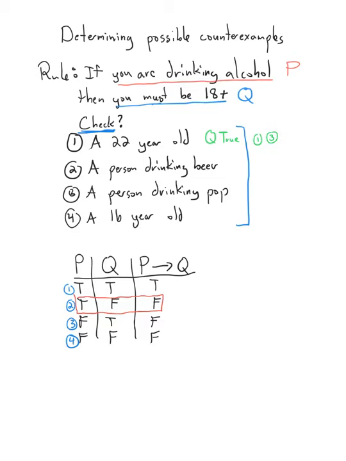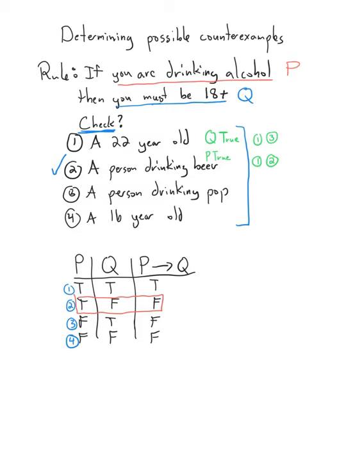What about a person drinking beer? Well, a person drinking beer, that means that the if part is true. So the if part is true in rows 1 and 2. So this person would either be in row 1 or row 2. Well, there's a possibility they could be in row 2, where they're drinking alcohol, but not 18 or over. So the if part would be true, and the then part would be false. They could be a counterexample for their rule. So we would want to check person 2. So we'll put a little check mark by them.